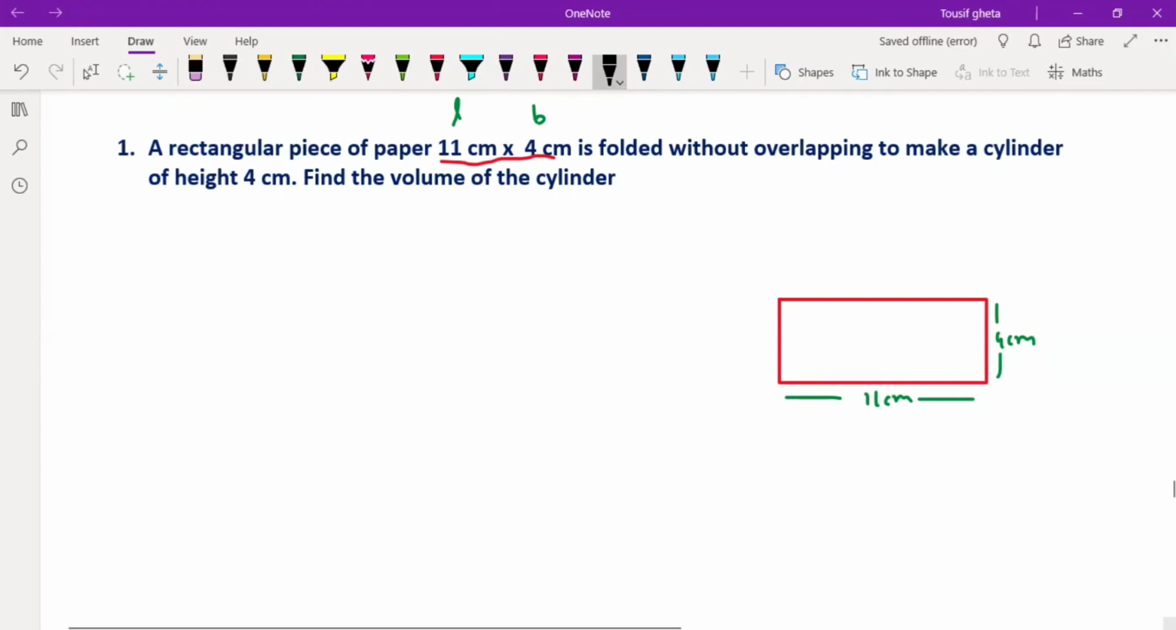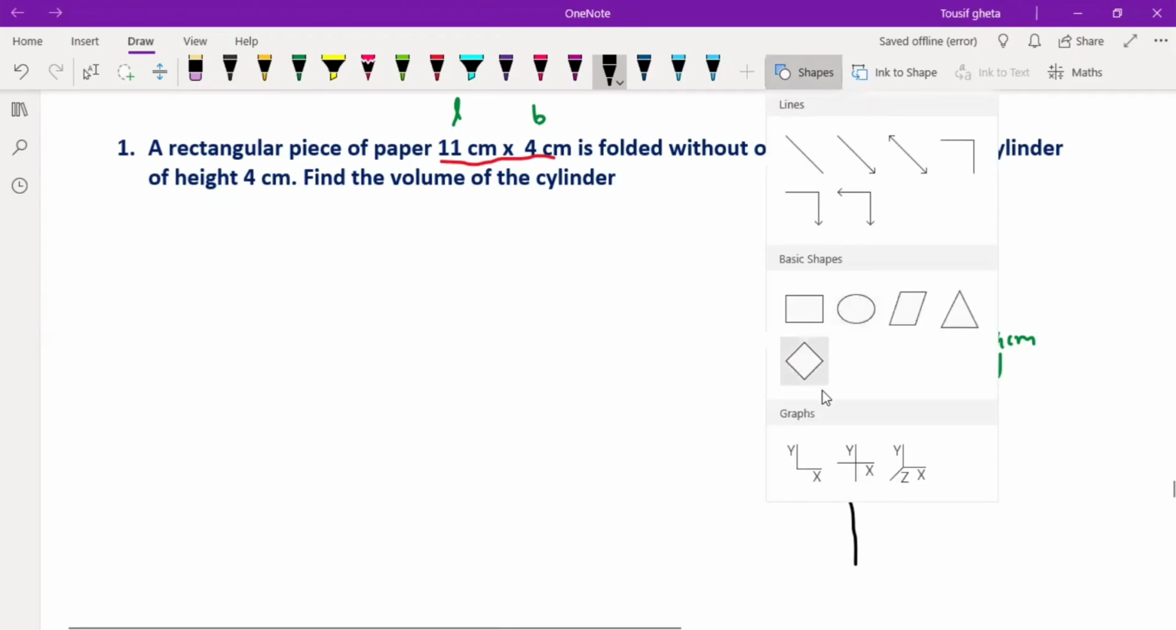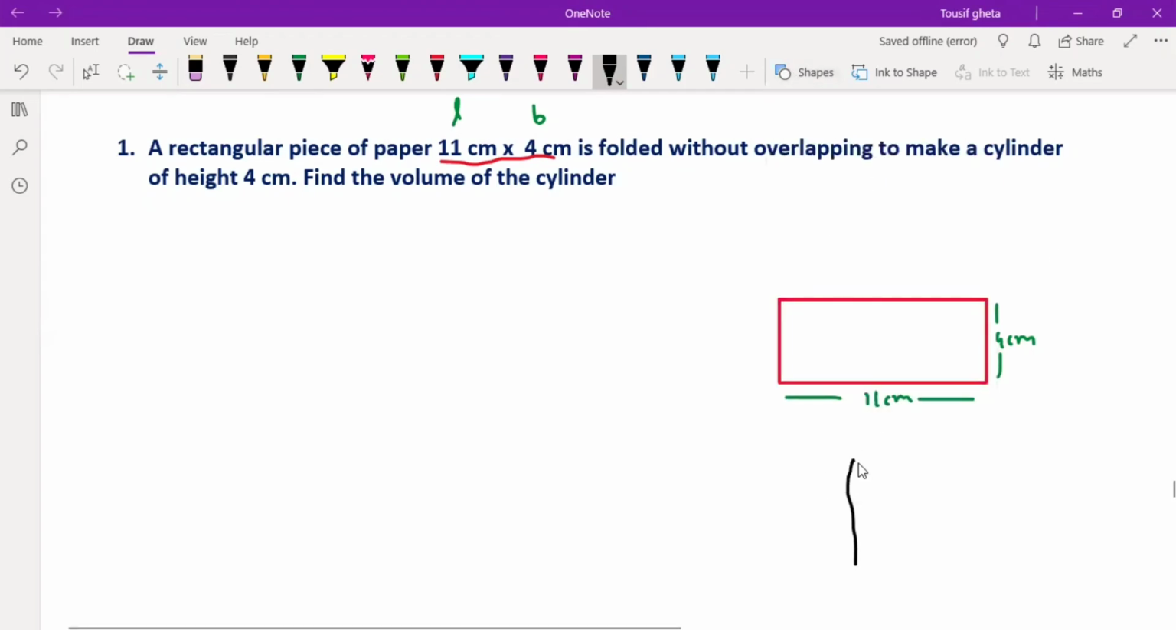If I fold this rectangular piece of paper, the cylinder will look like this. Let's see if we will be able to get that cylinder. So here is our cylinder. Sorry for the figure, it's not so straight. With the help of this rectangular piece of paper, we are folding it and trying to make a cylinder.